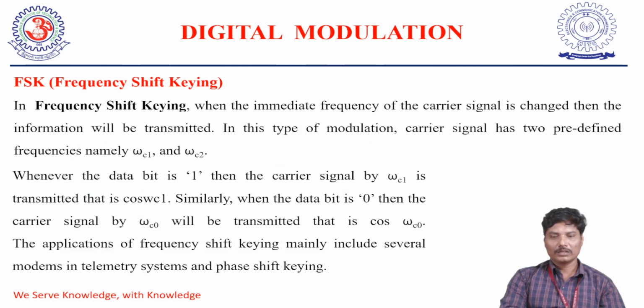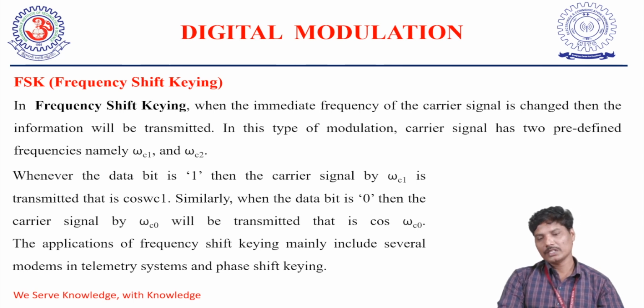Similarly, we have frequency shift keying. In amplitude shift keying, the information of the baseband signal, that is nothing but a digital signal, is placed in terms of amplitude, but here in terms of frequency. That is the only difference. See this waveform.